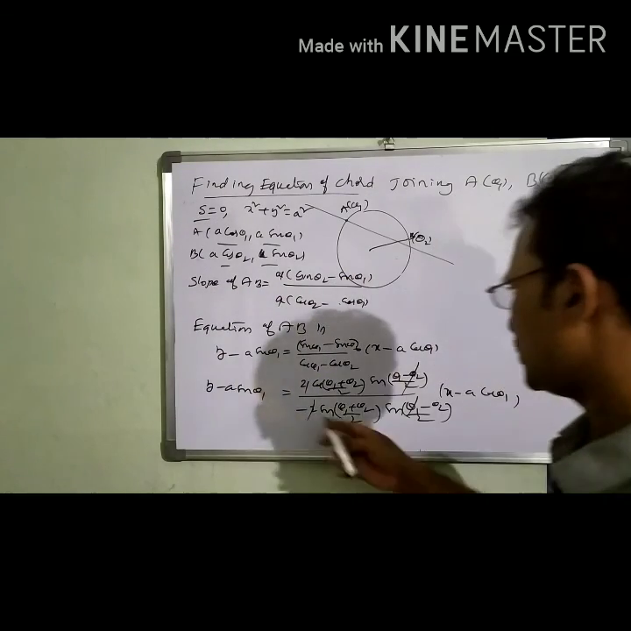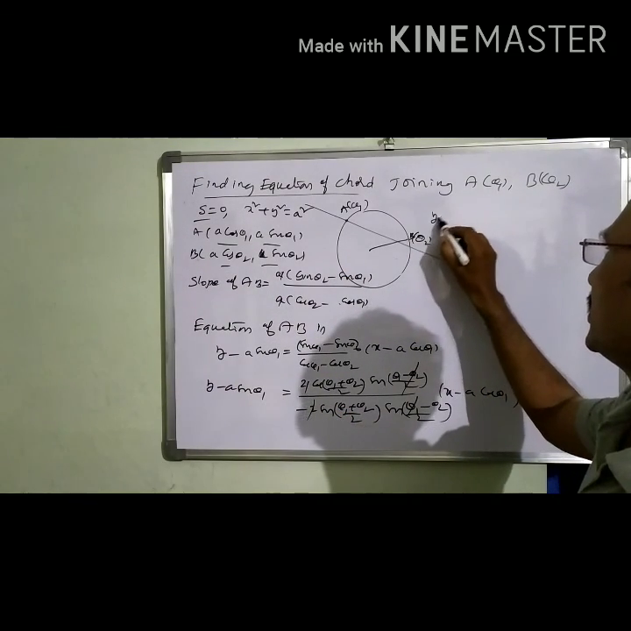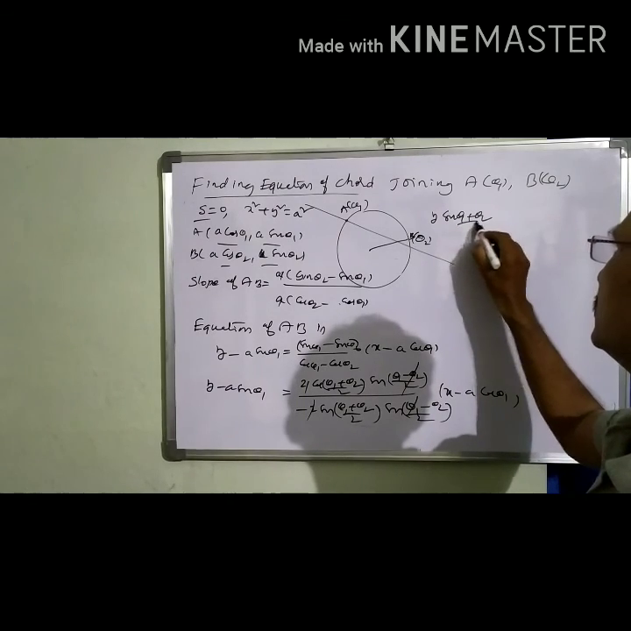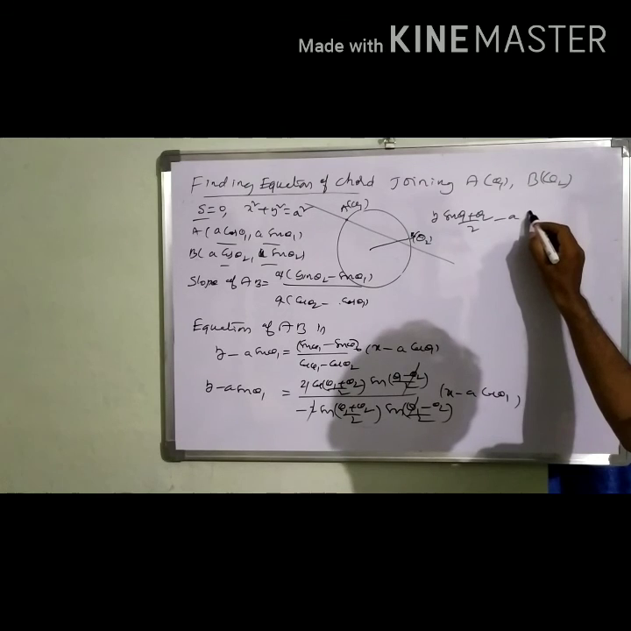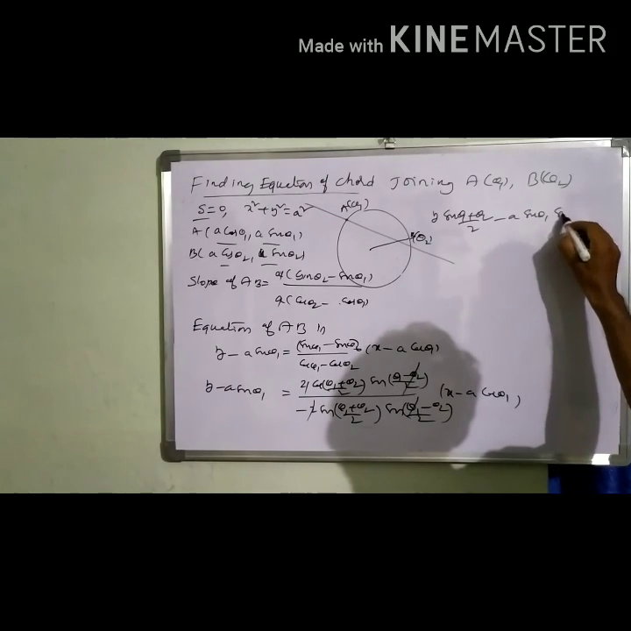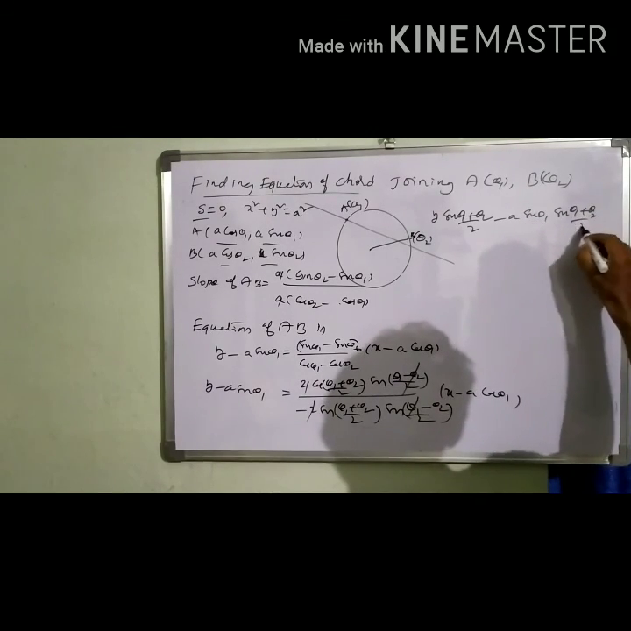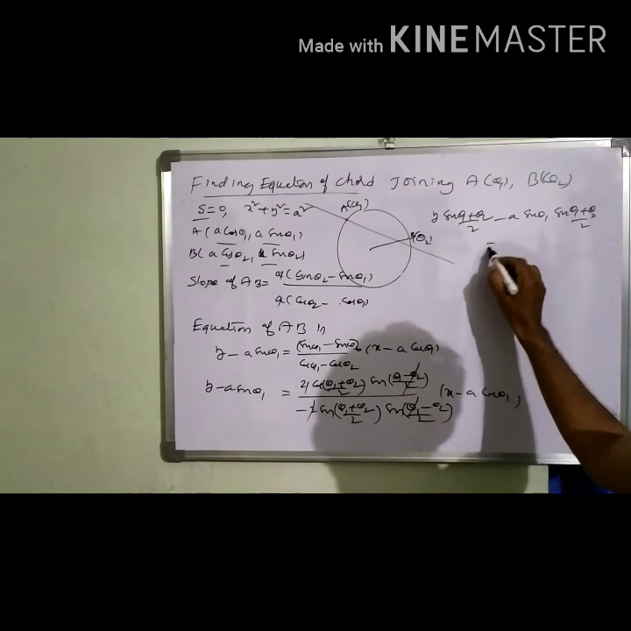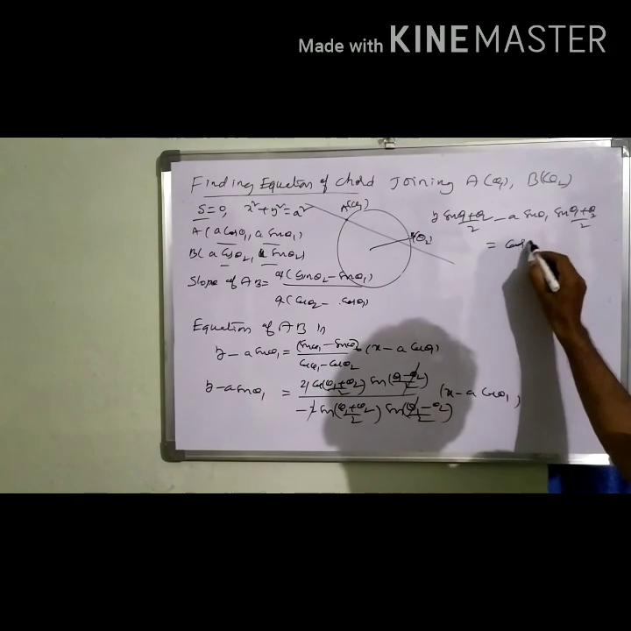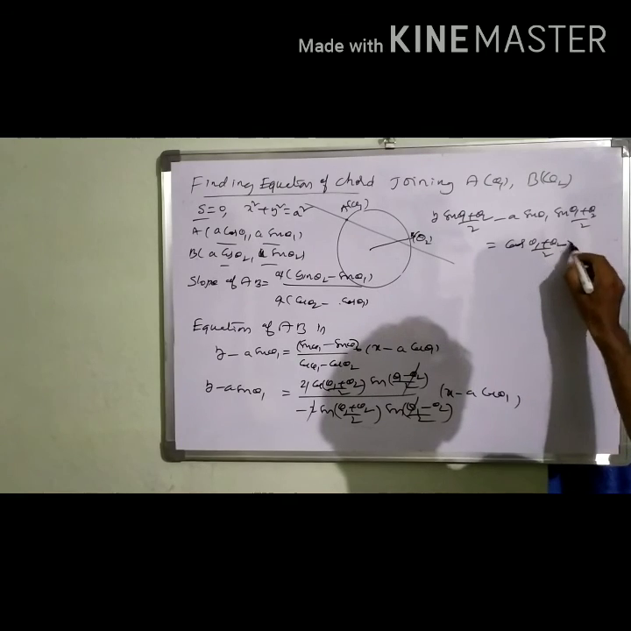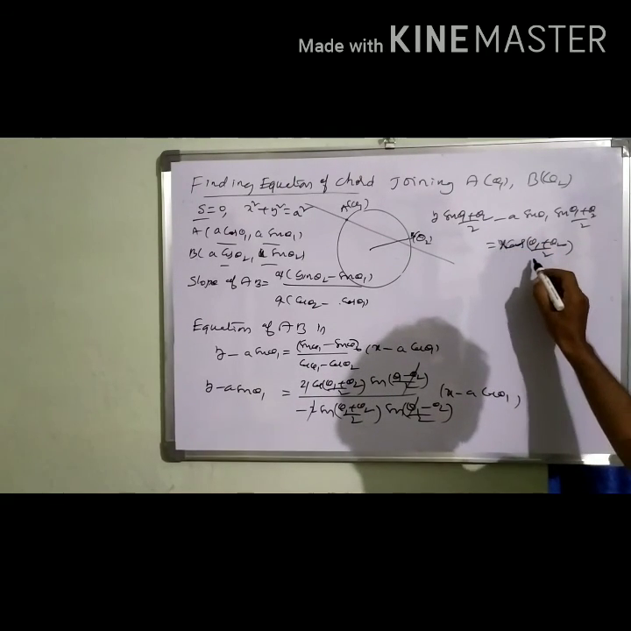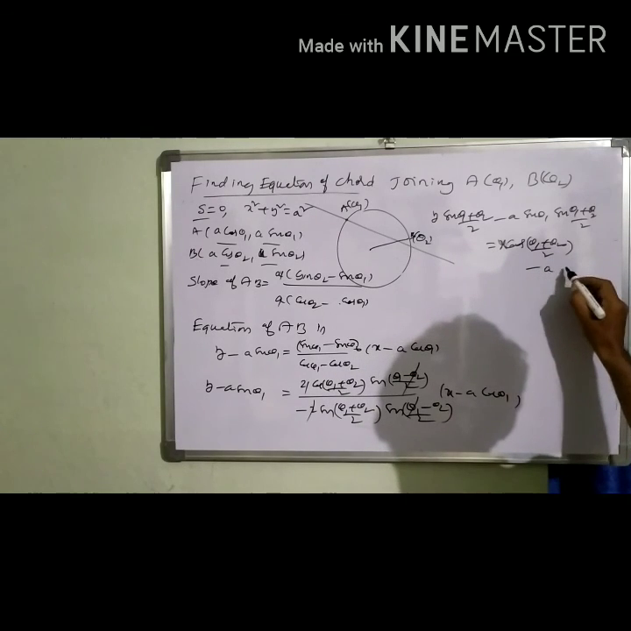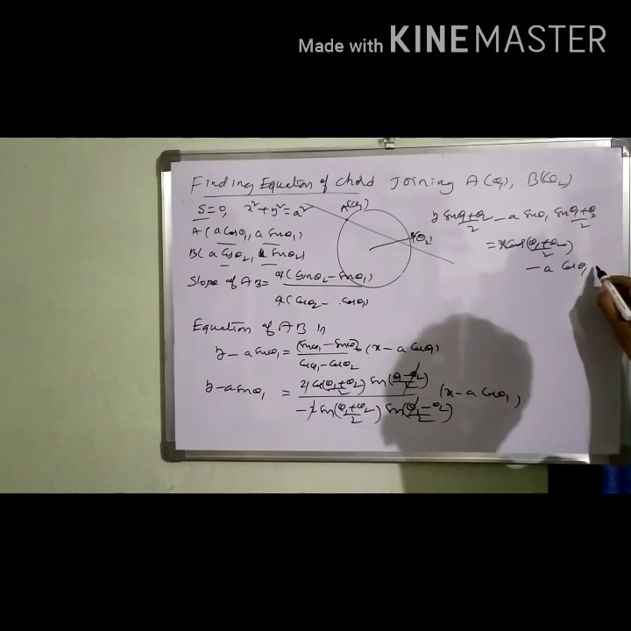y sin of theta 1 plus theta 2 by 2. Here we are getting y sin of theta 1 plus theta 2 by 2 minus a times sin of theta 1 plus theta 2 by 2 is equal to cos of theta 1 plus theta 2 by 2 into x minus a times cos theta 1 into cos of theta 1 plus theta 2 by 2.